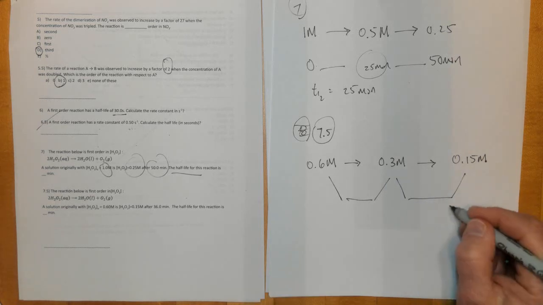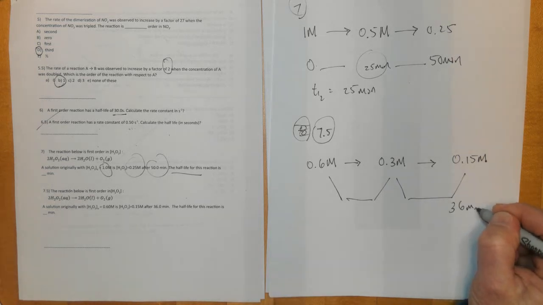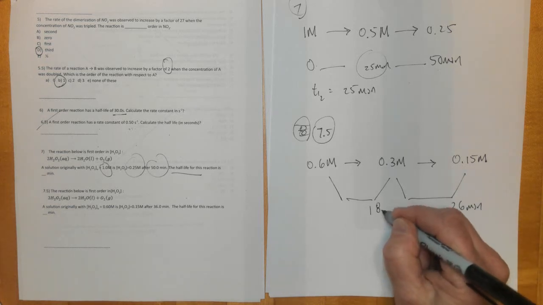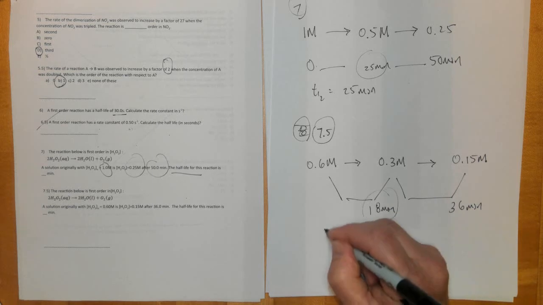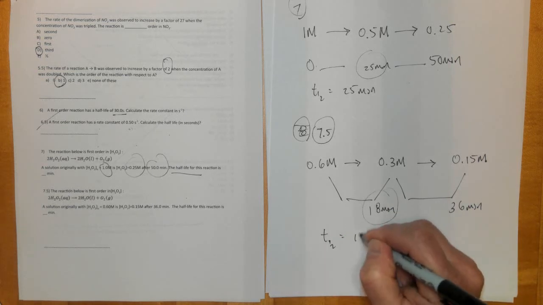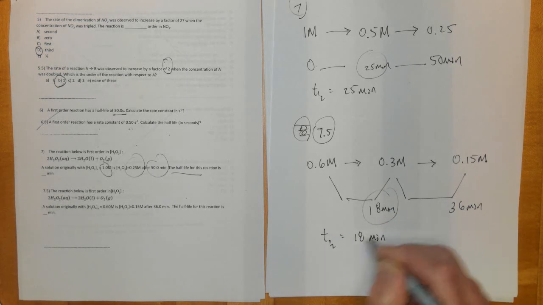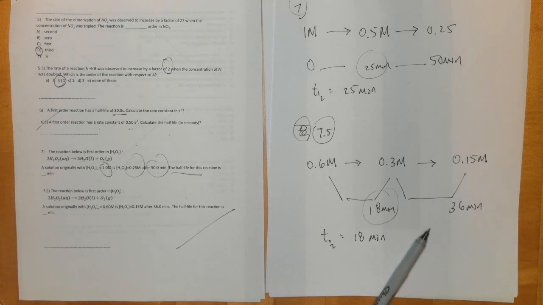And we know that this took 36 minutes. So this must have taken half as much, so that would be 18 minutes. So our half-life, T1/2, is equal to 18 minutes. That completes number 7.5.